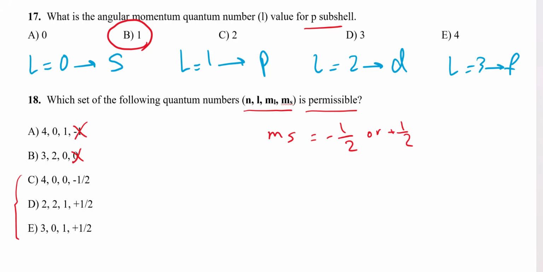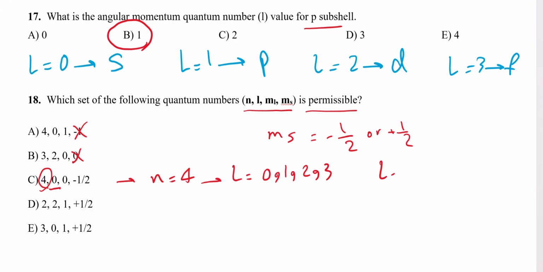Then we need to check N, L, and ml. N can be any number from 1 to infinity, so 3, 2, and 4 are fine. But when we have 4 for N, then the value for L can be 0, 1, 2, and 3. And here we have 0, so this is also correct. And for L equals 0, the only ML we can have is 0. So C is correct.